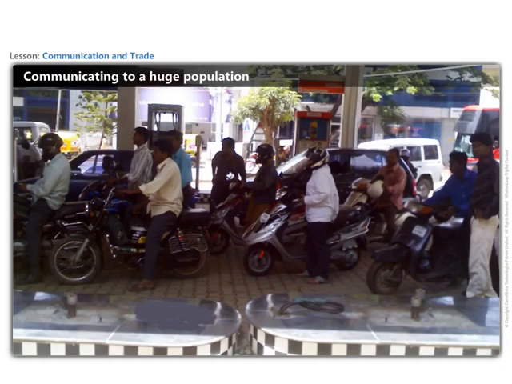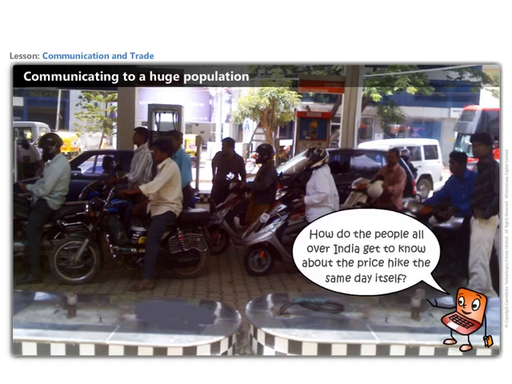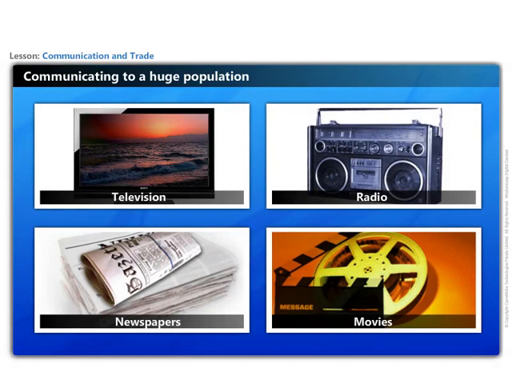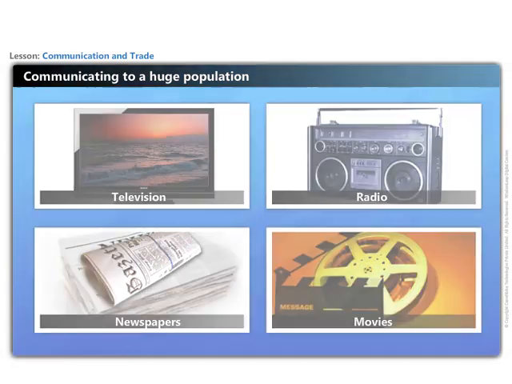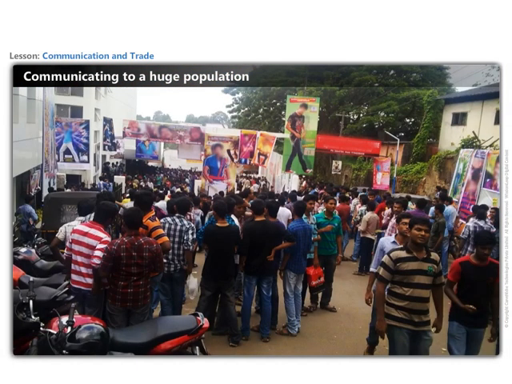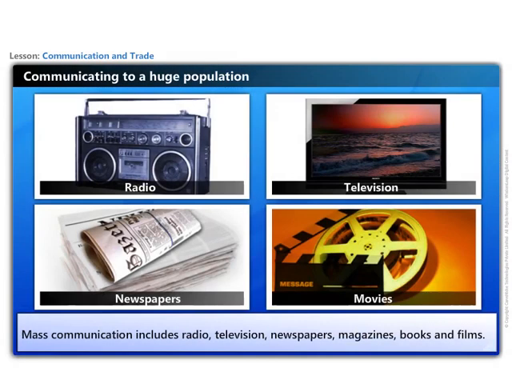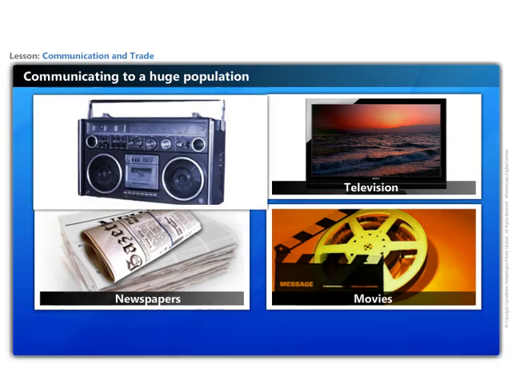There is hike in the petrol price decided by Government of India. How do you think the people all over India will get to know about the price hike the same day itself? Various means of mass communication play an important role in spreading news across the world. Mass communication provides entertainment and creates awareness among people about various national programs and policies. Mass communication includes radio, television, newspapers, magazines, books and films.